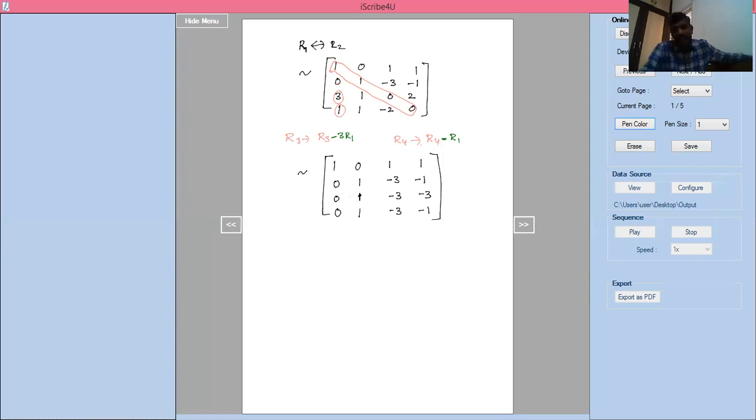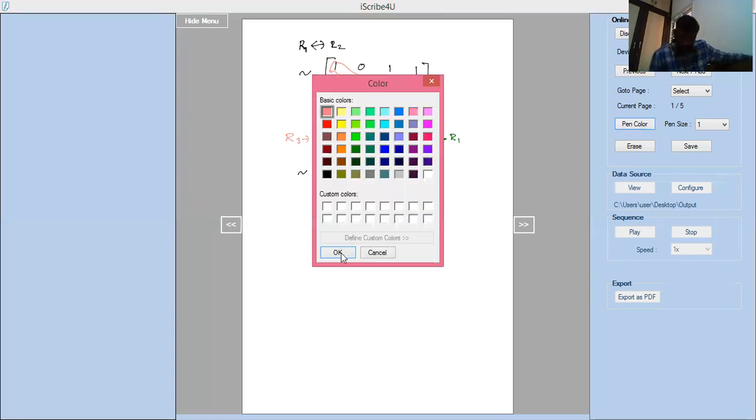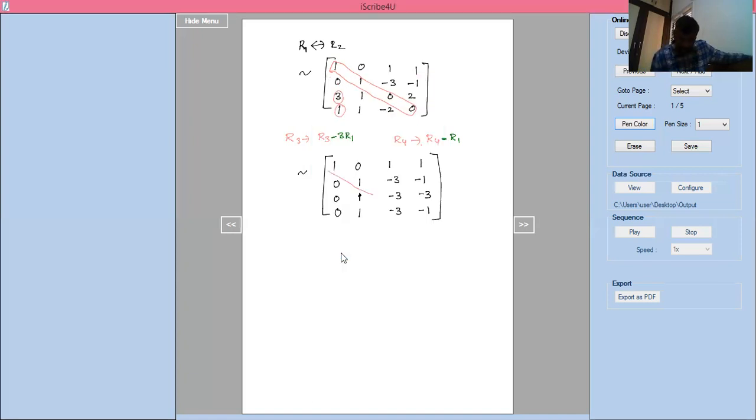Now we can identify the principal diagonal element. Below the principal diagonal elements, we have to make 0. If you identify the principal diagonal element, this is the principal diagonal element. So which are below the principal diagonal element? This element 1 is there, and this element also 1 is there. We have to make these two elements 0.